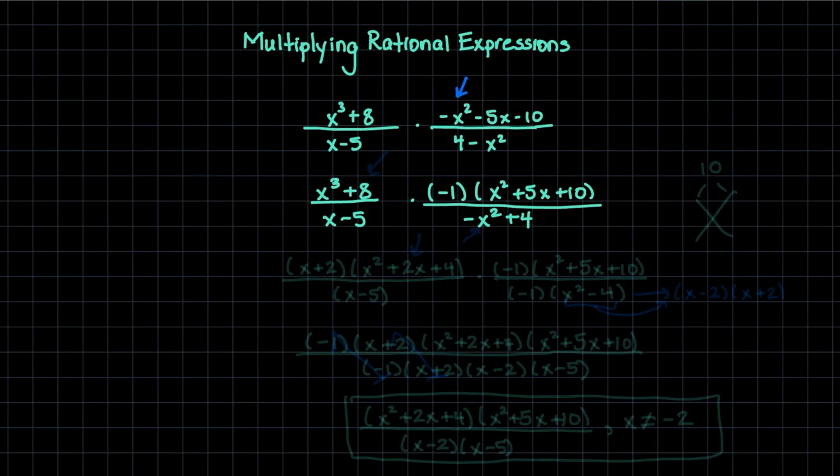Okay, now I'm going to go ahead and factor. This is a sum of two cubes. It's going to factor to x plus 2, x squared plus 2x plus 4, all over x minus 5, times negative 1. Quadratic trinomial, which means I need two numbers that multiply to positive 10 but add to 5. There are none, so it's prime.